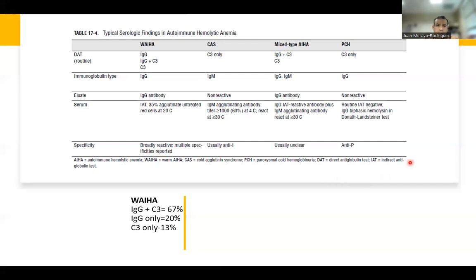And you also may have paroxysmal cold hemoglobinuria, which is complement only. It's actually an IgG; we saw the cold agglutinin was IgM. The eluate is not reactive. The routine IAT is negative. The IgG is detected by biphasic hemolysin in the Donath-Landsteiner test. So that's one of the tools that we can use. And the specificity will be anti-P.